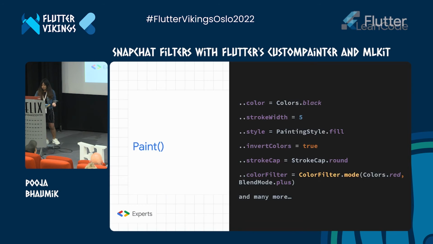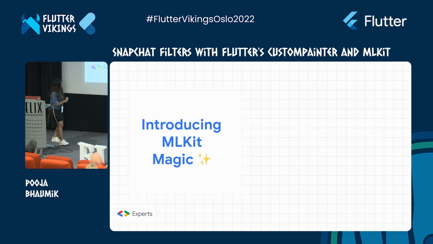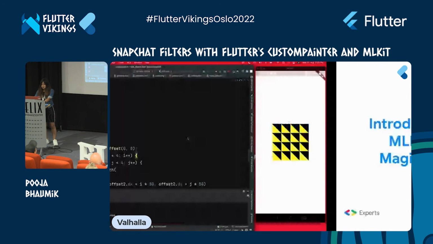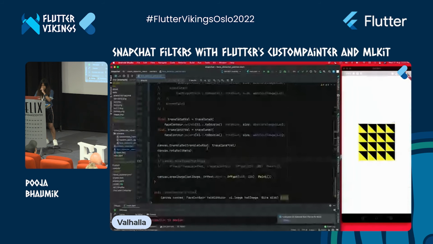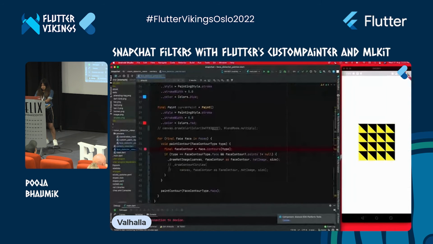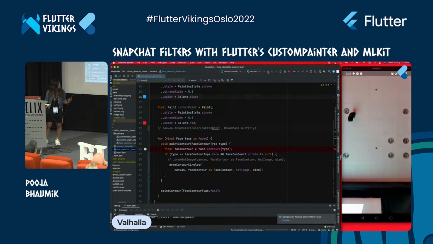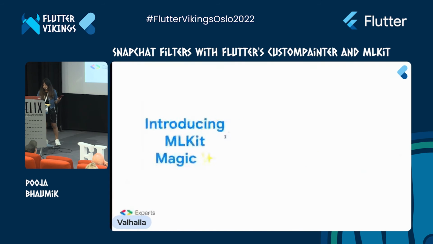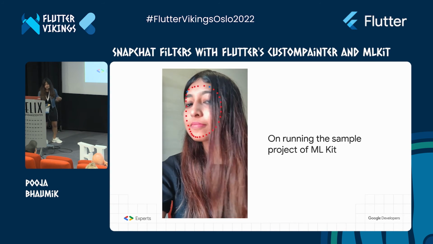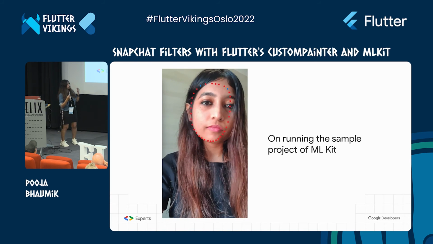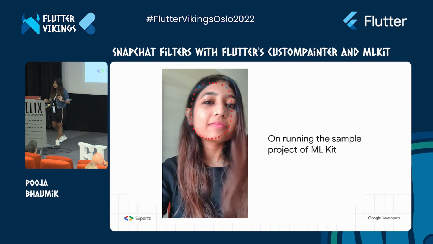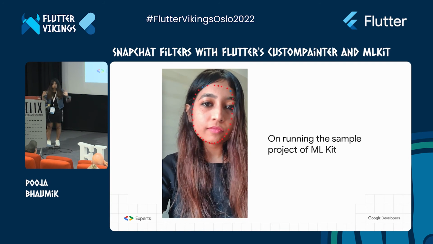So let's see. It's now time to introduce the MLKit magic. All right, so I'm just going to run the app. Before it's running, this is basically what you get when you're running the sample project of MLKit. Here you are going to get the contours of your face in a way. You will probably get your eyes, nose, lips, whatever you want, right?